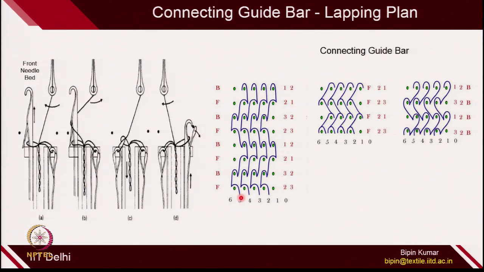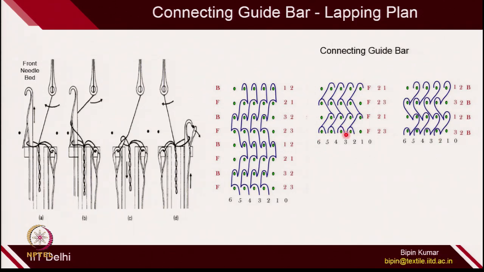For example, if you see here, the first guide bar is making the lapping with the front bed. In the next course it is making lapping with the back bed, again with the front bed, then back bed, then front and back. Alternatively, it is switching from front to back and back to front. If you selectively remove all the front bed lapping diagram, it is 1 cross 1 tricot, and if you remove all the back bed lapping plan, it is also 1 cross 1 tricot. But instead of making 1 cross 1 tricot consecutively in 4 courses, it is doing it alternately for each bed.